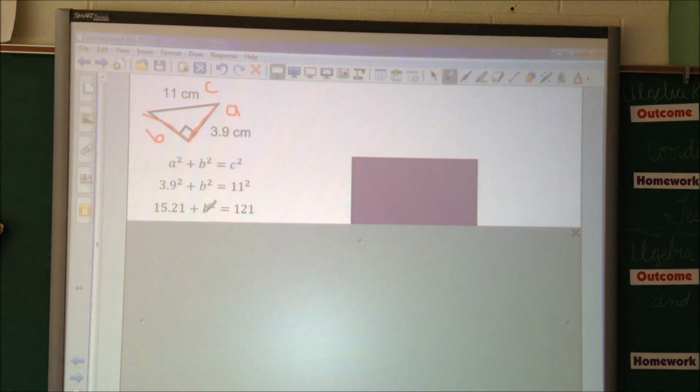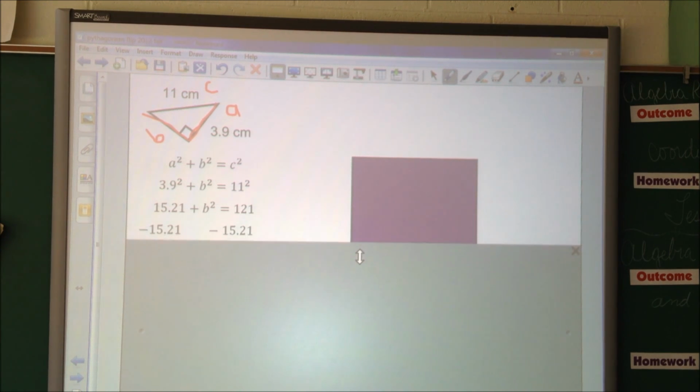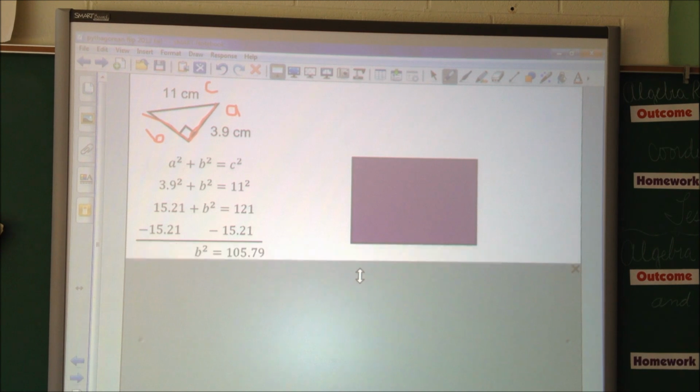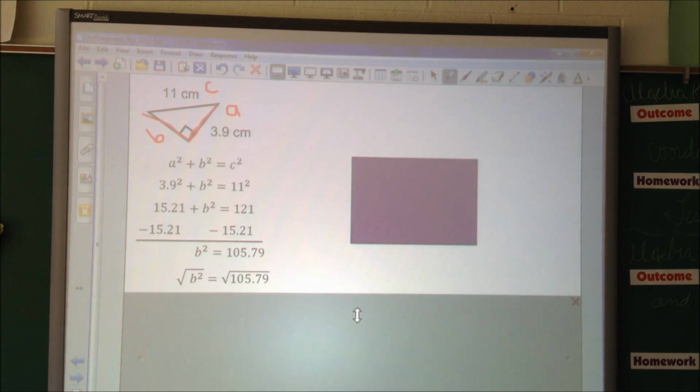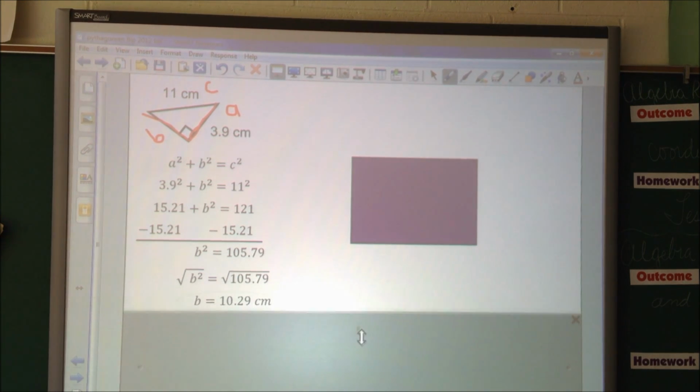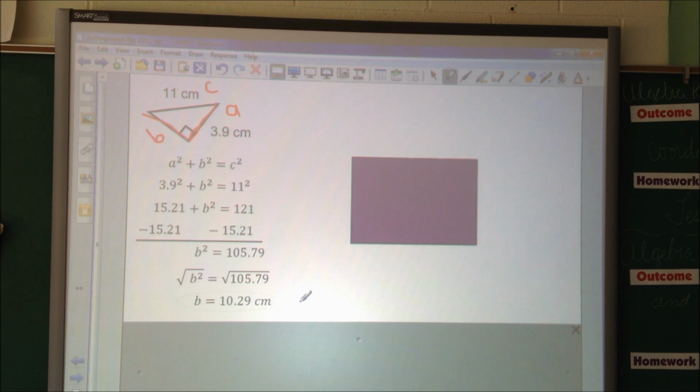Now I have a two-step equation, so I'm going to get rid of the 15.21 by subtracting it from both sides. And then I get B squared equals 105.79. But remember, I don't want to know B squared, I want to know B. So the opposite of squaring is square rooting. And when I square root both those numbers, I get B equals 10.29 centimeters. And that's how long this side of the triangle is.